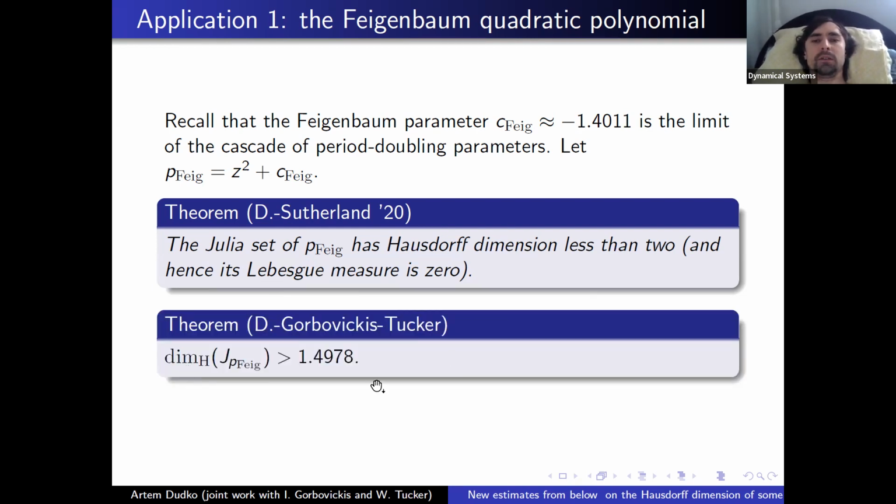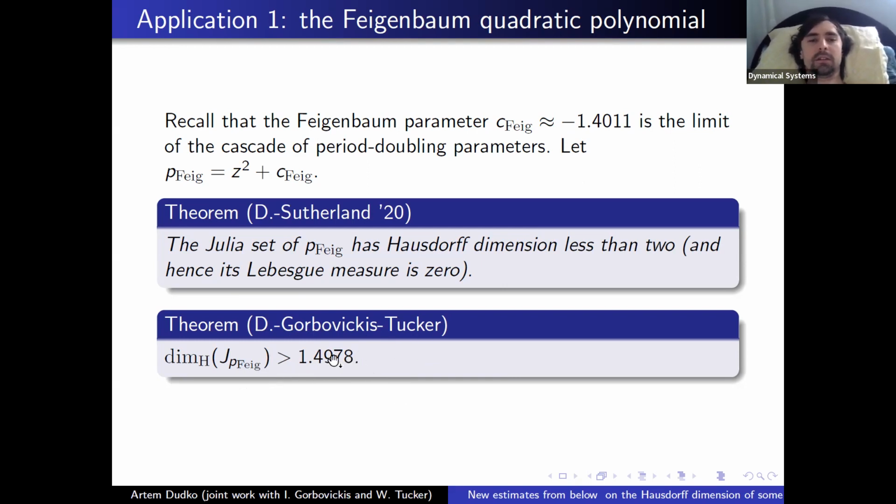And now, as an application of the above-mentioned result, we show, jointly with Igors Gorbovickis and Warwick, that the Hausdorff dimension of this Julia set is greater than 1.4978. So we were not able to reach 1.5. We don't know the reasons. Is it because the dimension is less than 1.5, or we don't have enough computer power or accuracy?